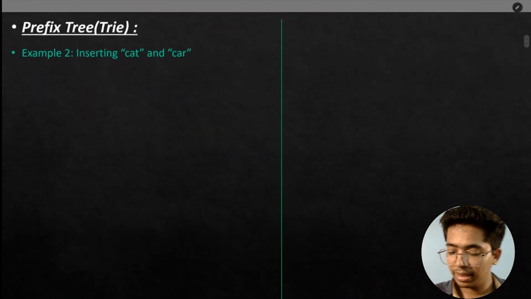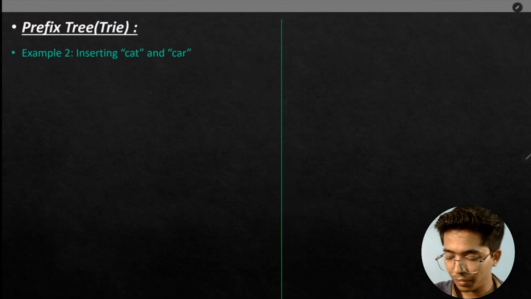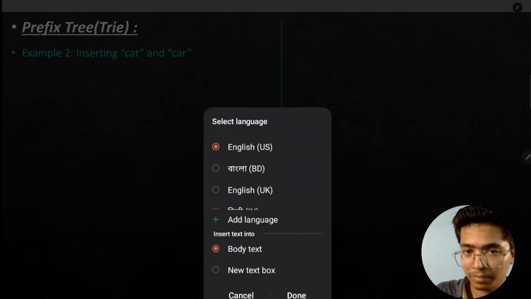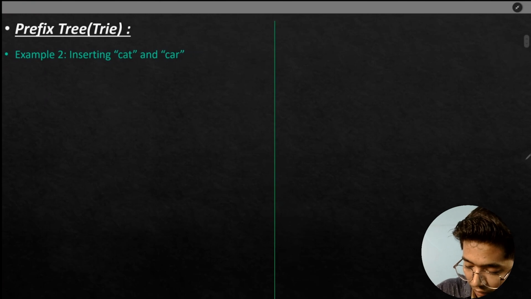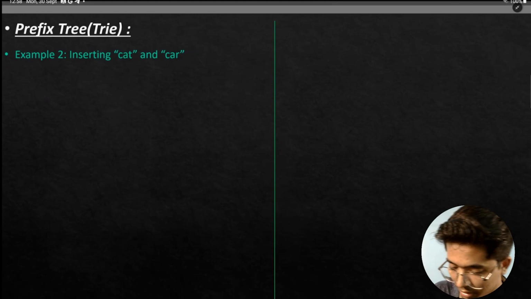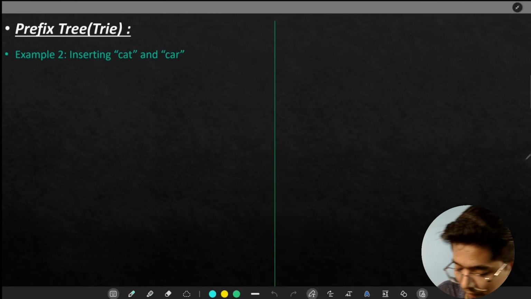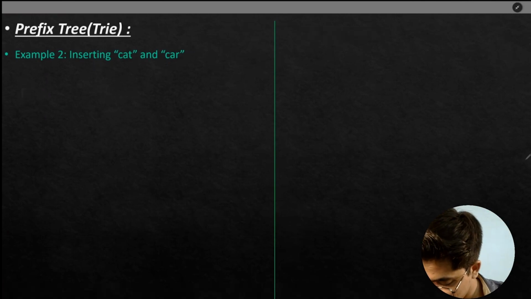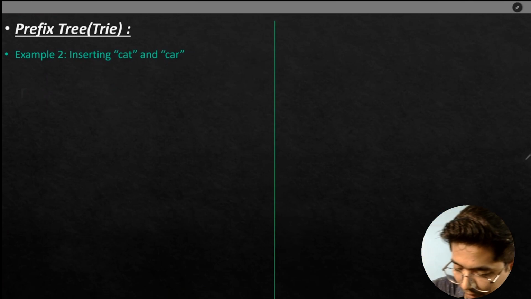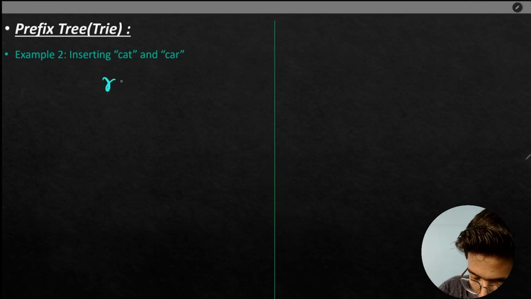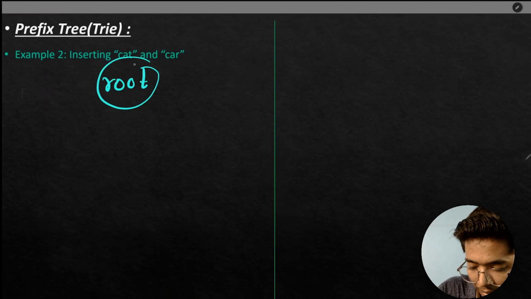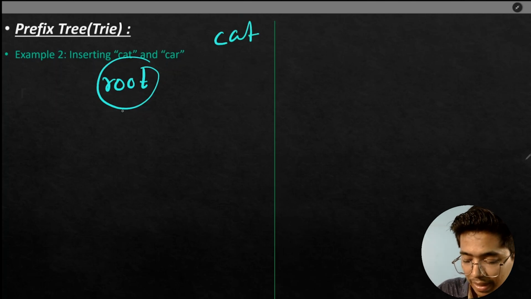So this was the first example. Let's insert cat and car. First we will take a root node. Okay, now we are trying to insert cat. After the root there is no element, so we are inserting cat directly. This is cat, so this is done.